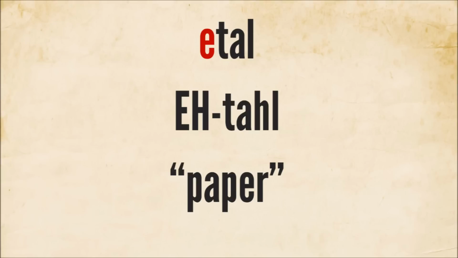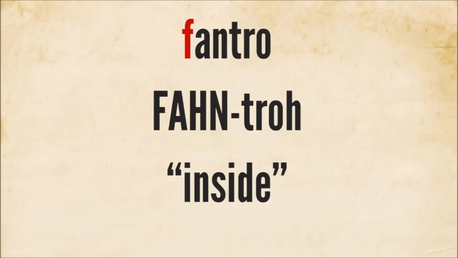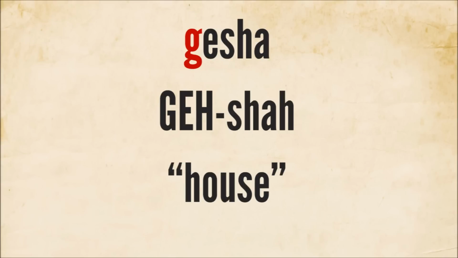Next we have an E, which is shown in the word etal, which means paper. Then we have an F sound, which is represented in the word fantro, which means inside. Then we have a G sound. Now I want to say it's always going to be a hard G. So in this example we have gesha, which means house.